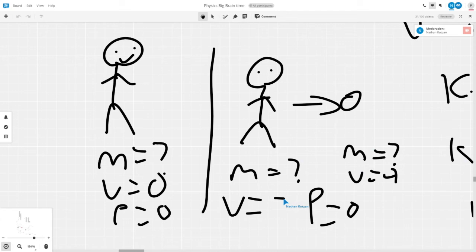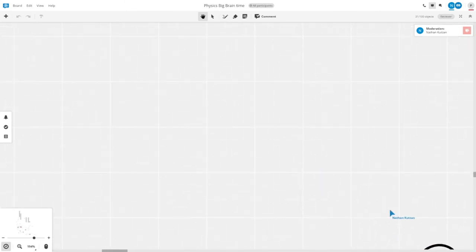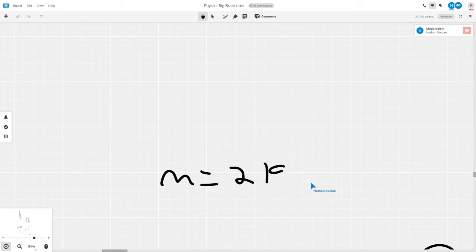However, there's one more from this question, or similar to this question, that I want to go over because it might be on the test as well. So imagine we have a firework, and the firework has a mass of 2 kilograms. I know, very aerodynamic firework there.